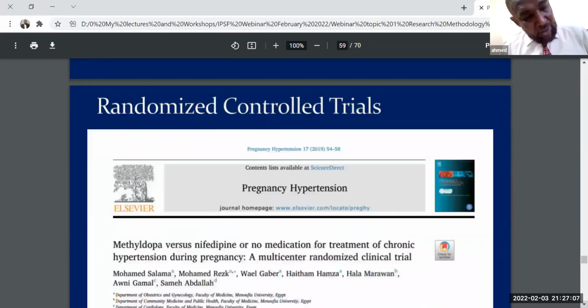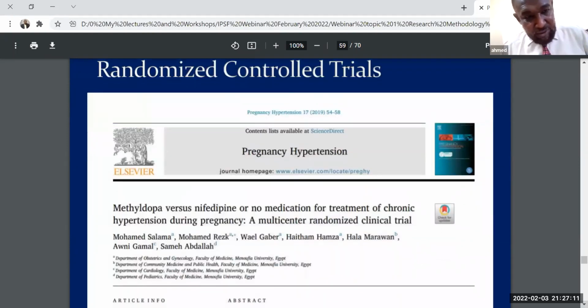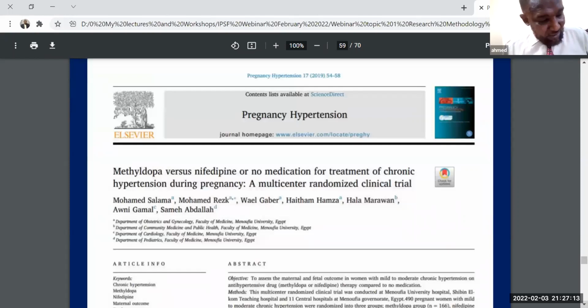Now we have an example of a randomized control trial. This one is a randomized control trial. As I said, the randomized control trial is considered the gold standard of designs, which is the top of the pyramid in evidence. Randomized trial strengths include, first, because there is randomization, which will reduce bias, and there is also normally blinding.